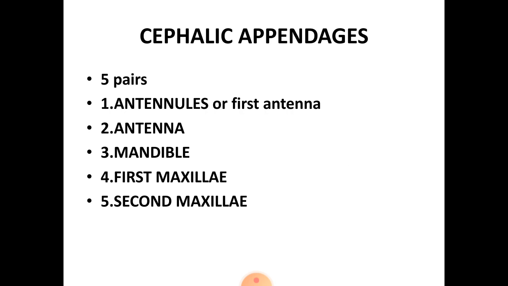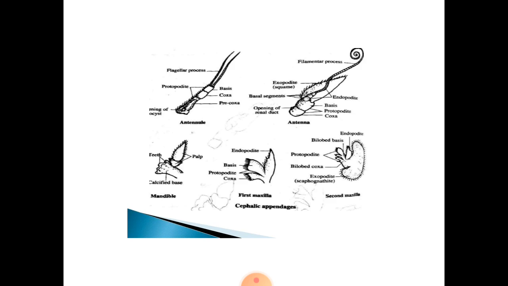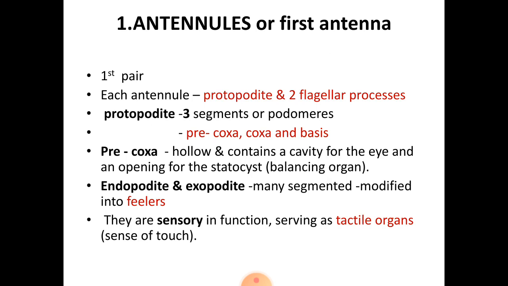Cephalic appendages are 5 pairs: antennules, antennae, mandible, first maxilla and second maxilla. These are the cephalic appendages. Antennules or first antenna is the first pair of cephalic appendage, and each antennule contains a protopodite and two flagellar processes. In this antennule, the protopodite is 3 segmented and these podomeres are precoxa, coxa and basis. So in front of coxa there is a segment called precoxa.